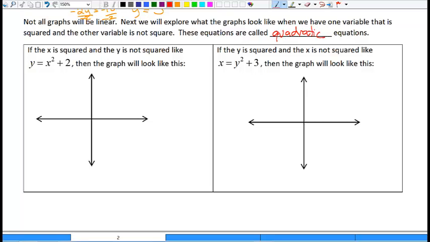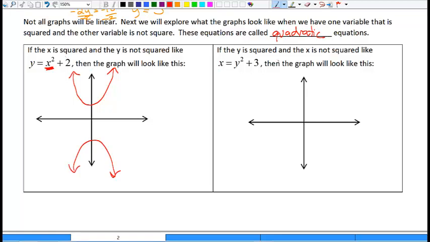So if the x is squared and the y is not, like y is equal to x squared, notice the x is squared but the y is not, then the graph is going to look like that. We call this a parabola or quadratic equation. When the x is squared, it's going to be pointing up, or technically it could be pointing down if there's a negative in front of the x squared.